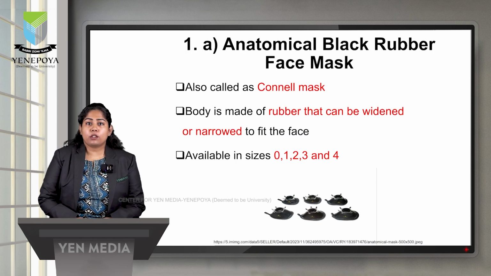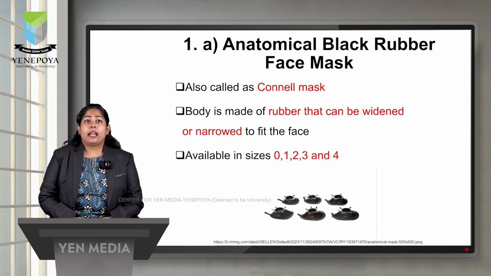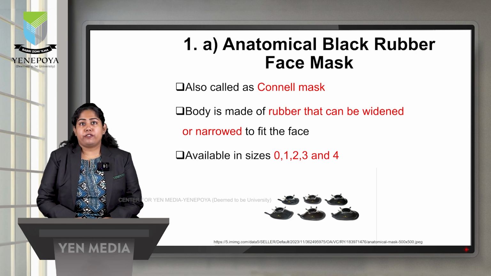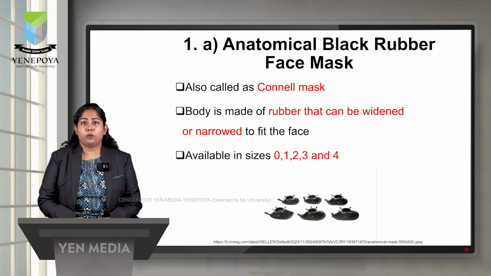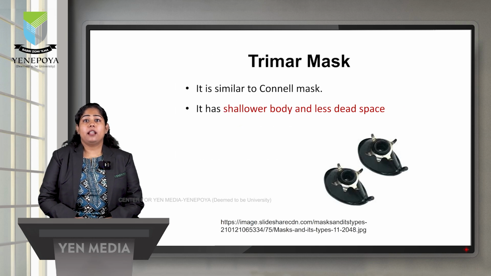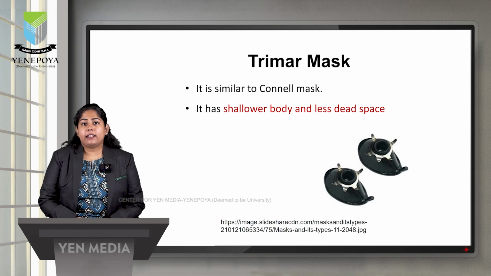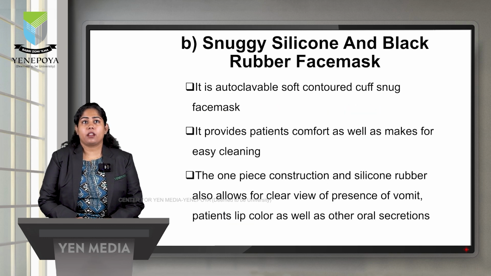First one, anatomical black rubber face mask. This is also called a Cornell mask. Its body is made of rubber that can be widened or narrowed to fit to the face. It is available in sizes of 0, 1, 2, 3 and 4. Next one is Trimer mask. It is similar to Cornell mask and it has a shallower body and less dead space.